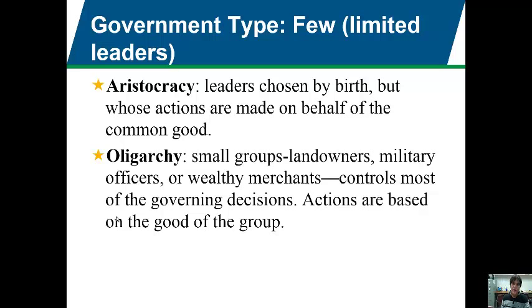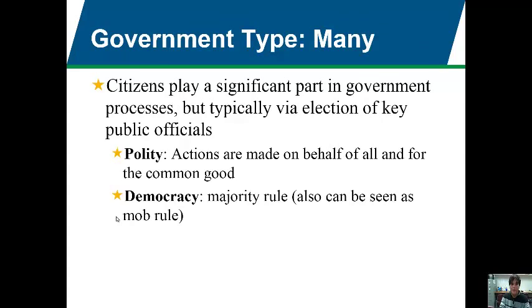So for those with few, you have either the aristocracy or the oligarchy, and those are types of governments with just a few rulers. Now let's move on to the one that we're most familiar with, especially here in America, I suppose I should say. You have the government types of the many.